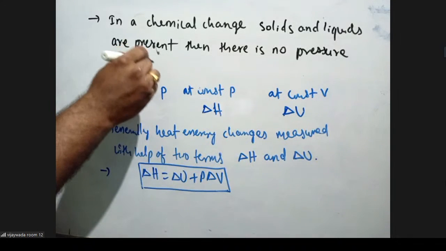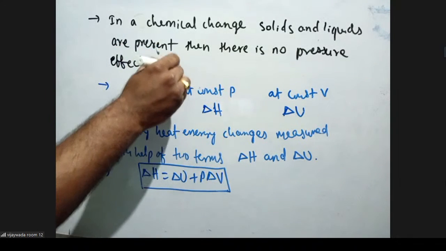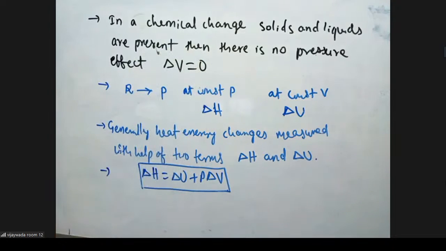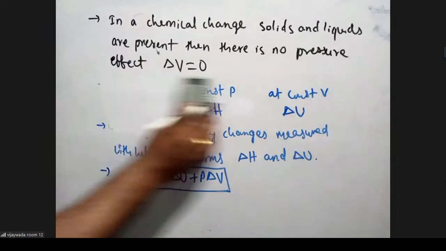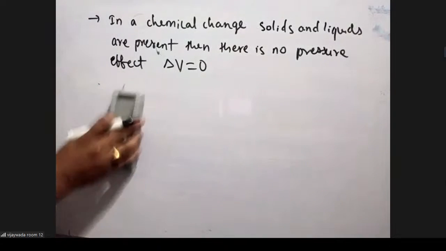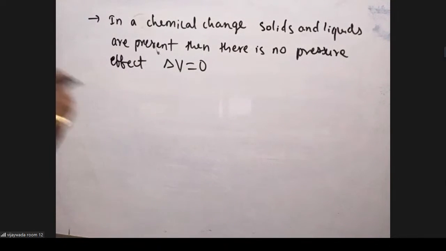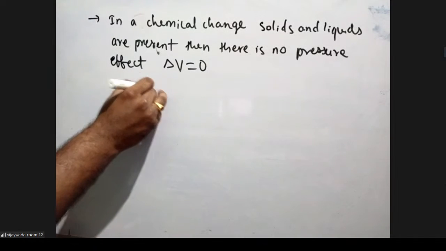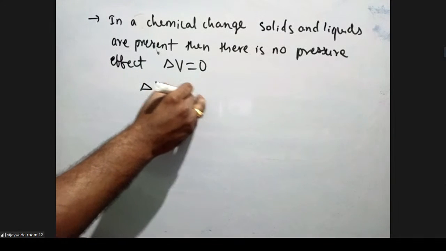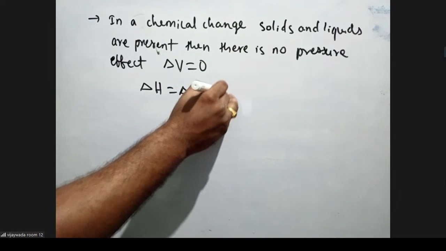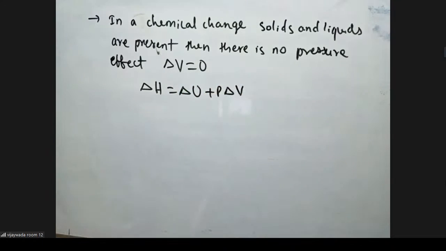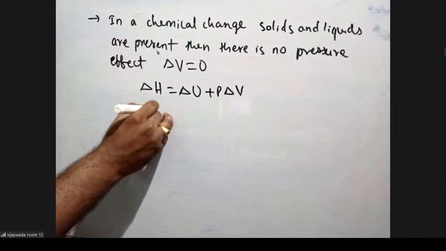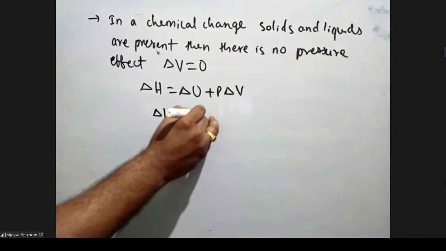If there is no pressure effect, there is no change in volume. Change in volume is zero. There is no expansion of solids. There is no compression of solids during chemical reaction. So how can you say volume change during that reaction? Definitely not. So in that case, delta H equal to delta U plus P delta V, P delta V definitely zero. Then equation delta H equal to delta U.